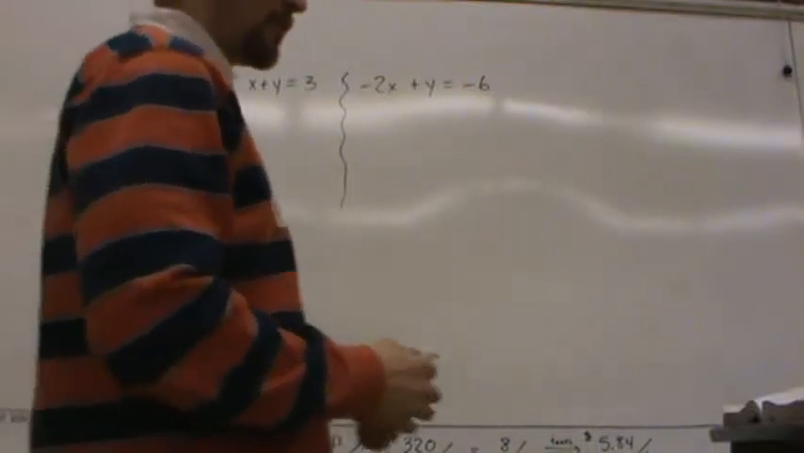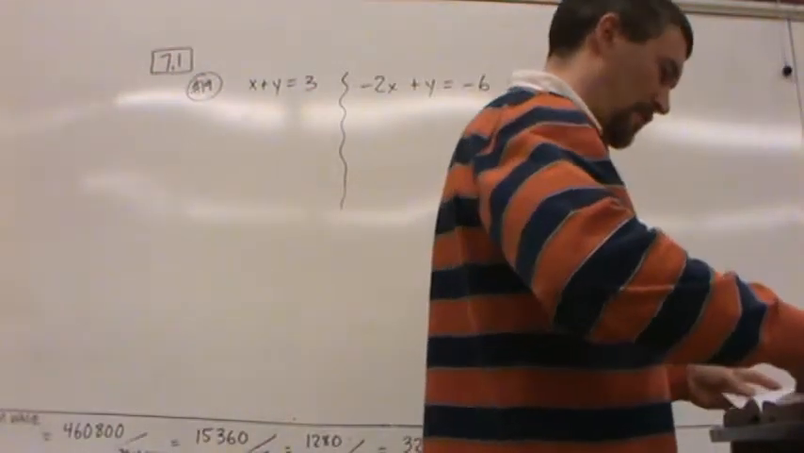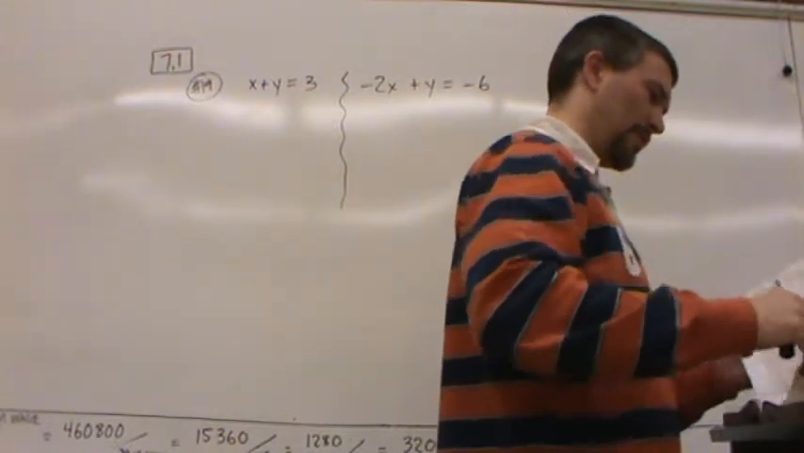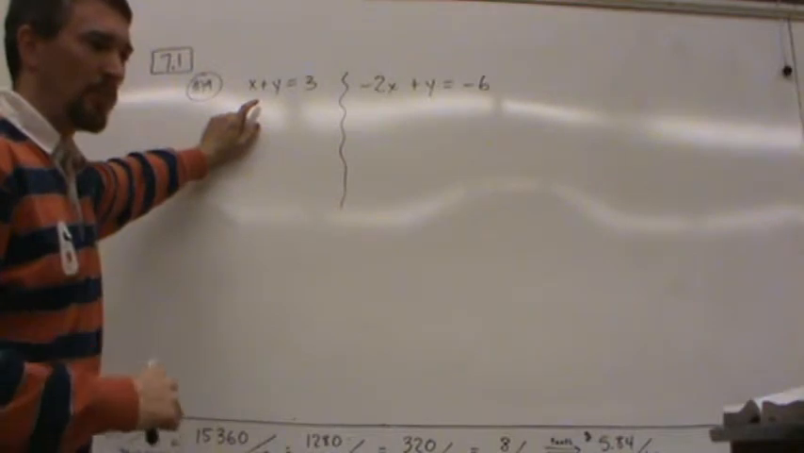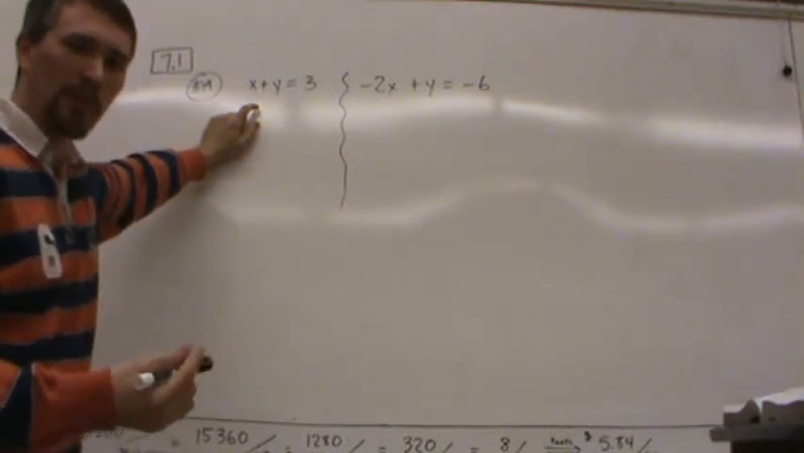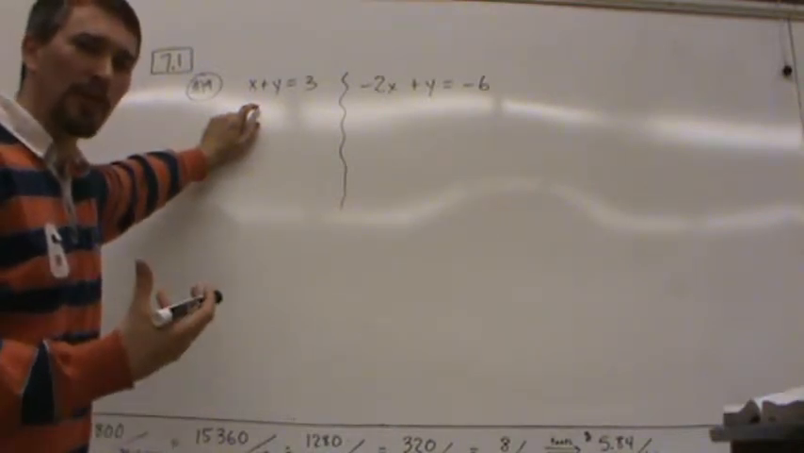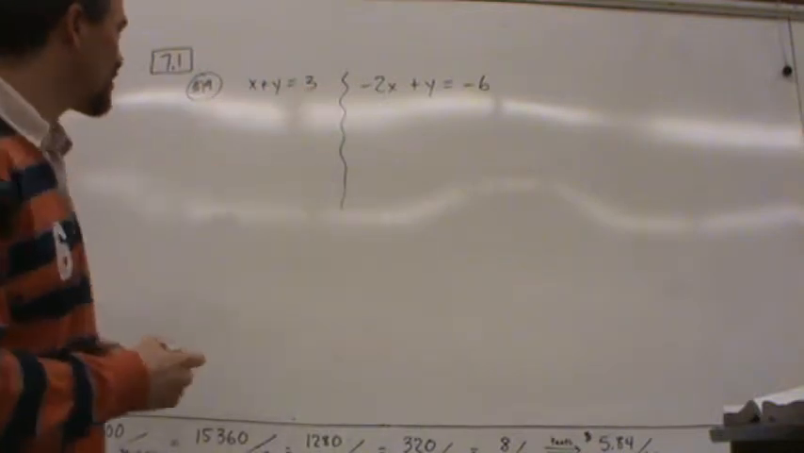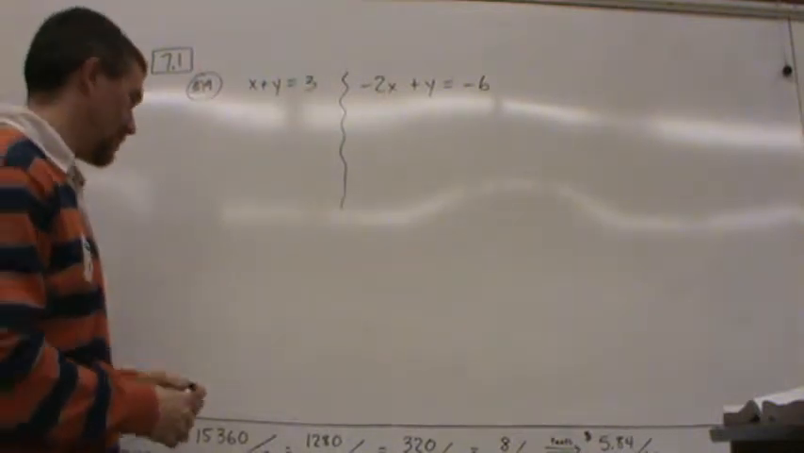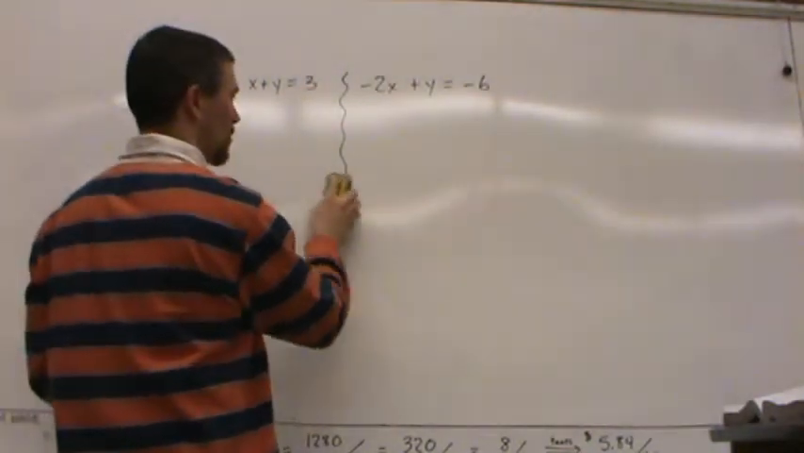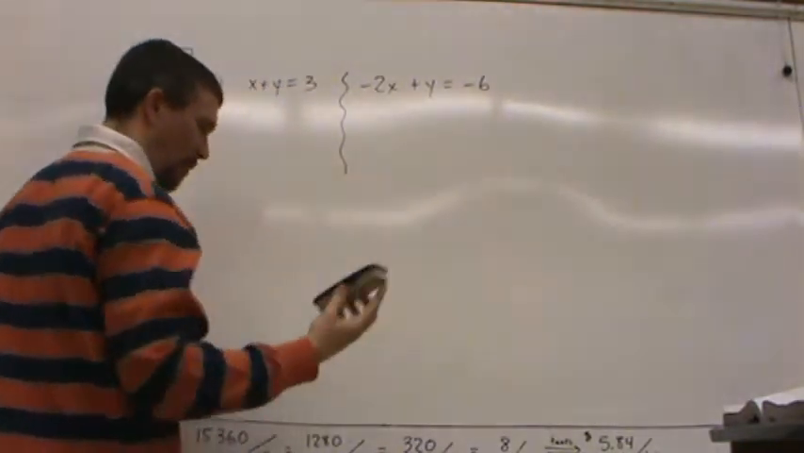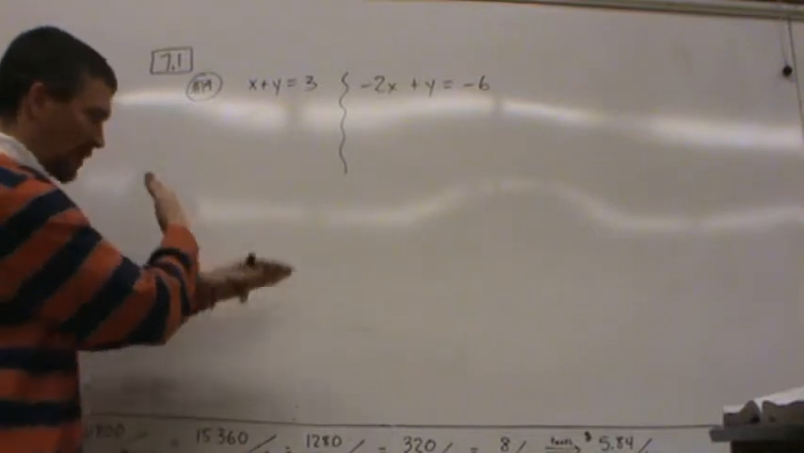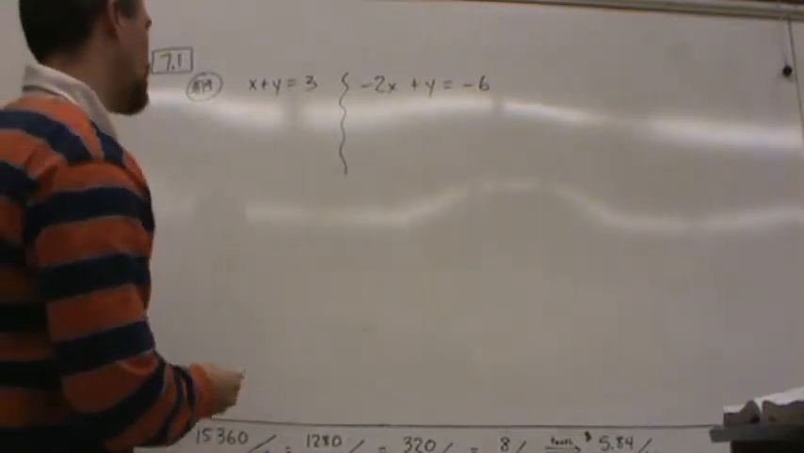Okay, this is 7.1 again, and number 19. In number 19 in the book, they actually give you the graph, but I want to show you how to generate the graph from these two equations, and that'll cover one of the methods for finding a point of intersection, which is just plain graphing it. You graph two lines and you can then see the point of intersection.